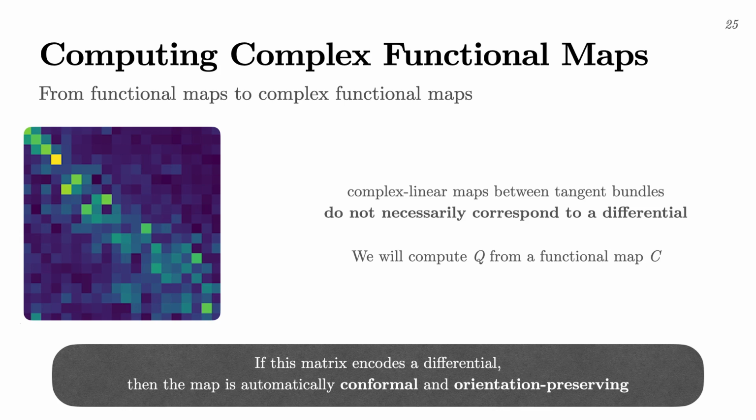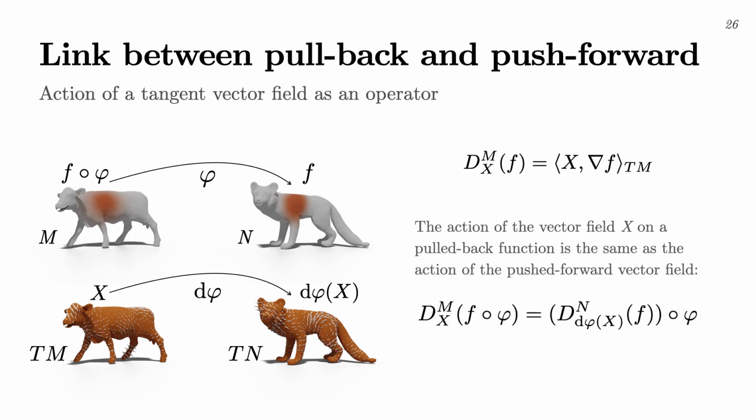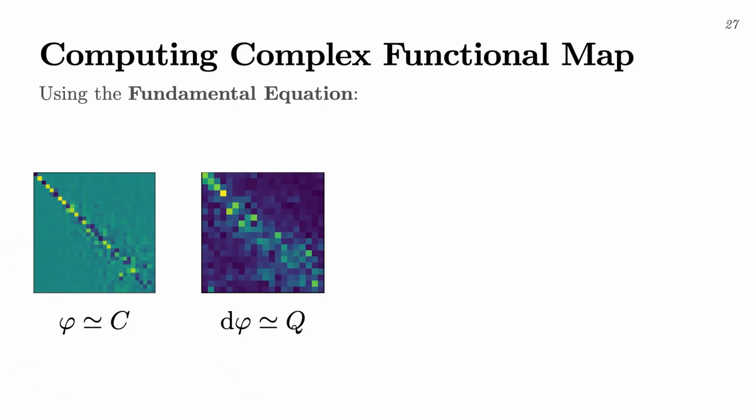I hope everyone is still with me. It is almost over. To link functional and complex functional maps, we use a definition of the push forward stating that functional spaces and tangent bundles must correspond under the respective actions of the map and its differential. We get the following equation, and if we have the functional map C as input, we write this equation, which must be true for all tangent vector fields, and we can write an energy using this equation.